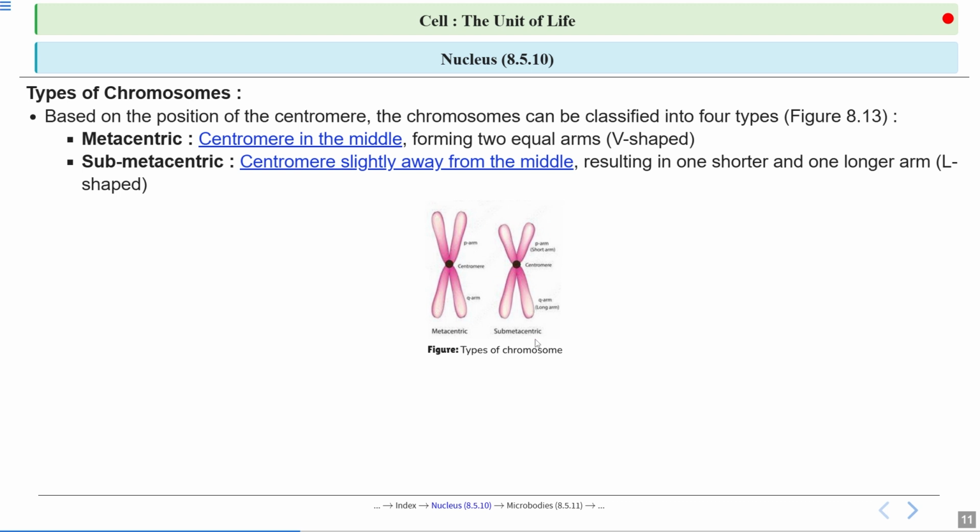So here this is the metacentric, this is submetacentric. In metacentric, the centromere is in the middle. In submetacentric, the centromere is slightly away from the middle. So that's why one arm is shorter, one is longer. This is the shorter arm on the upper side, and this is the longer arm on the lower side. Short arm is known as the P arm and long arm is known as the Q arm. Remember this.